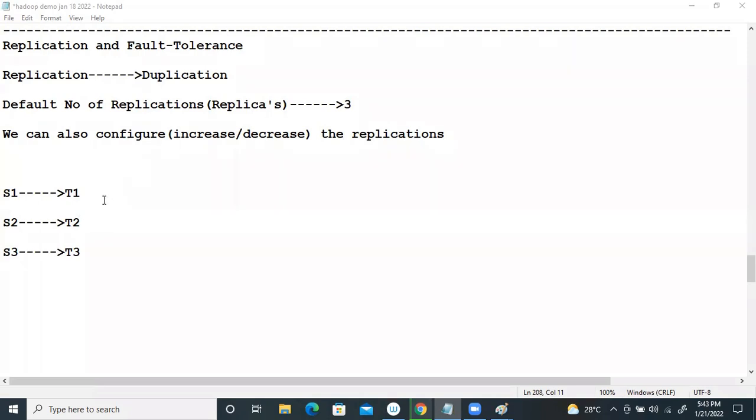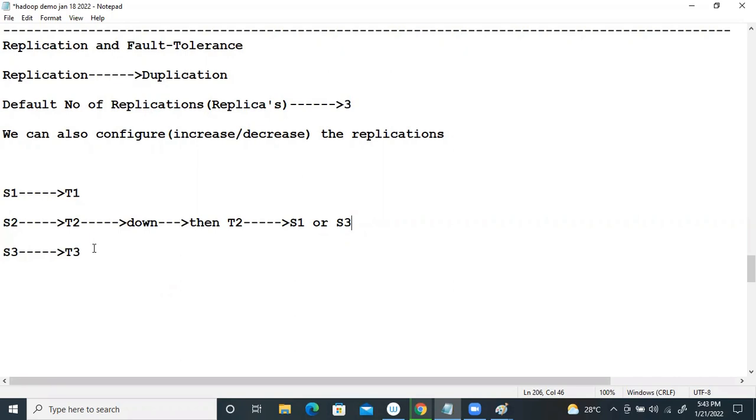For example, S2 is down. Then the T2 task is assigned to which, S1 or S3? To whom is the T2 task assigned, S1 or S3? What is your answer? It can be any of them.